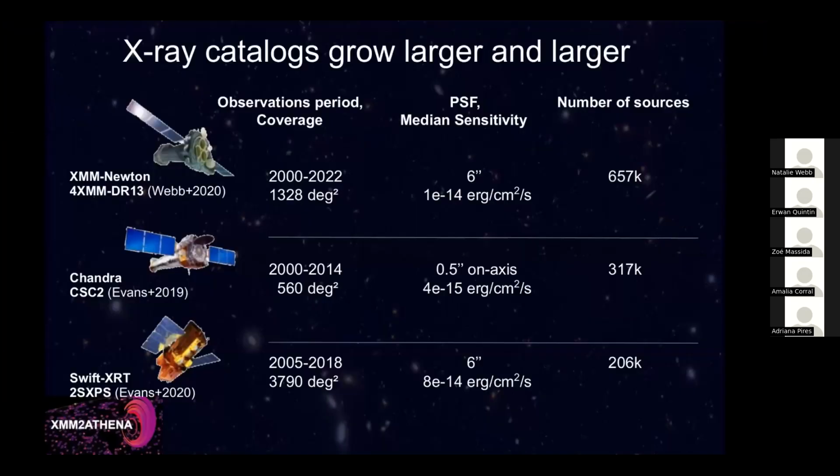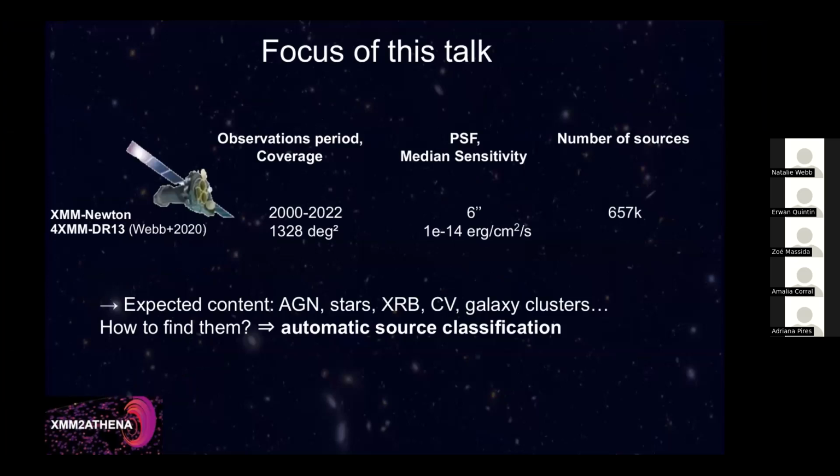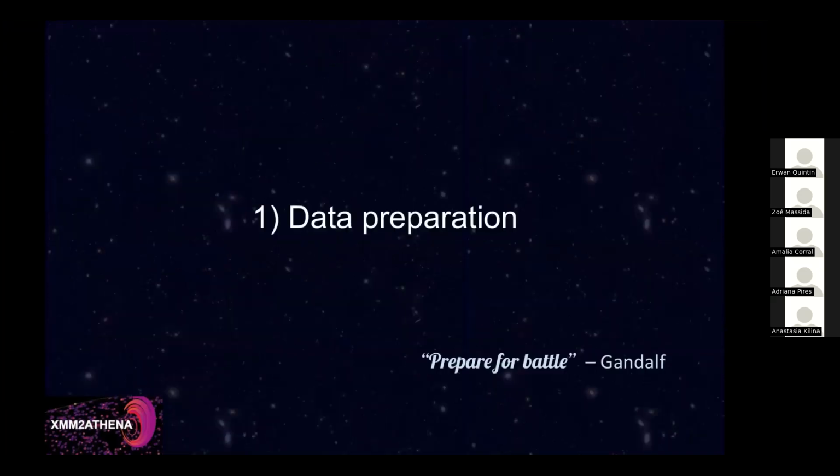To deal with such a big number, we have to rely on an automatic classification. Here I focus on XMM-Newton, but this can be applied also to other kinds of catalogs. The expected content of your X-ray source catalog, given it also includes extended sources, is a majority of AGN and stars, generally speaking, but also X-ray binaries, cataclysmic variables, galaxy clusters, and so forth.